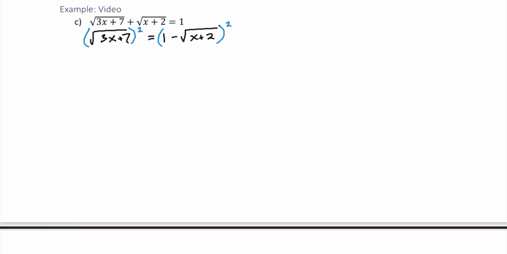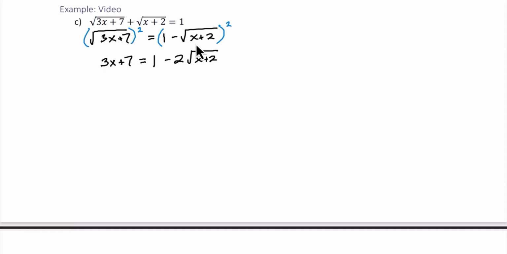On the left, the square and the radical go away. We're left with 3x plus 7. And now we have to deal with the right side. Notice that the right side is a binomial. The shortcut to square a binomial is square the first. 1 squared is 1. Double the product. So we're going to multiply 1 and negative square root of x plus 2 together and then double it. That gives us -2 square root of x plus 2.